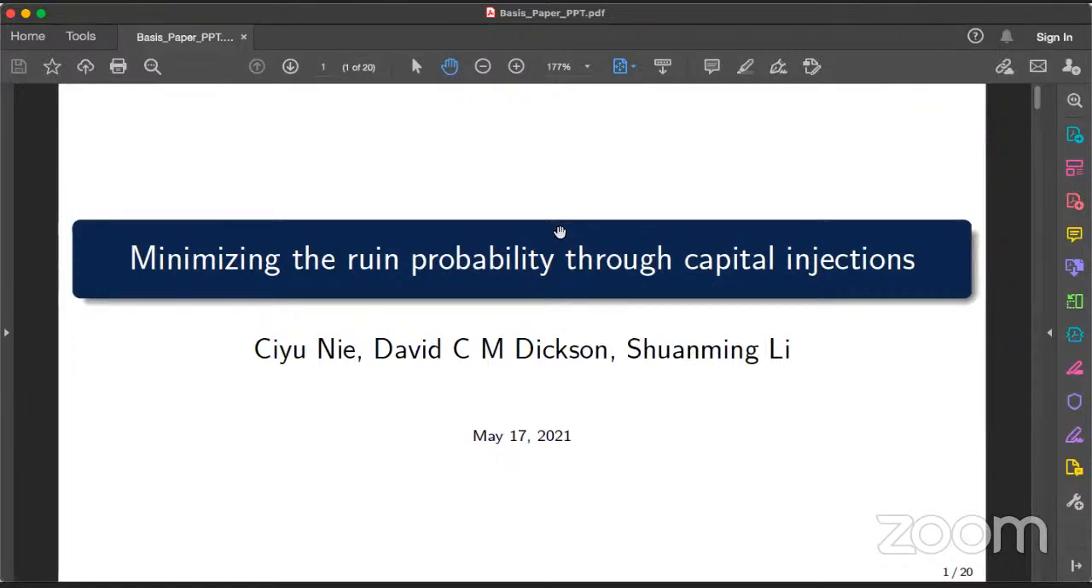Good morning, everyone. So this morning, I will be presenting my basis paper called Minimizing the Ruin Probability Through Capital Injections. This is a study conducted by me, Dixon, and Lee, and this is a paper that was published back in 2011. So here is a quick overview of what I will be discussing today.